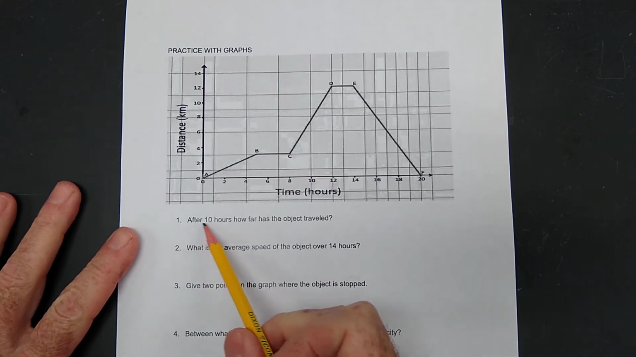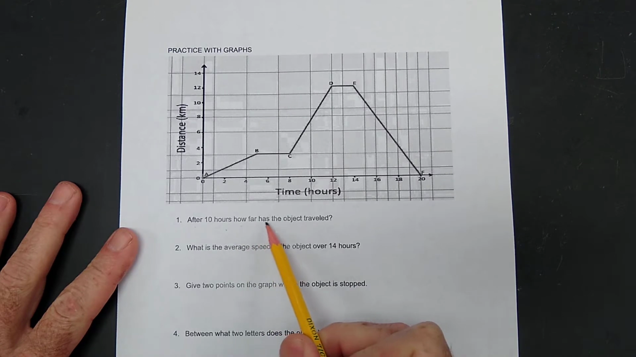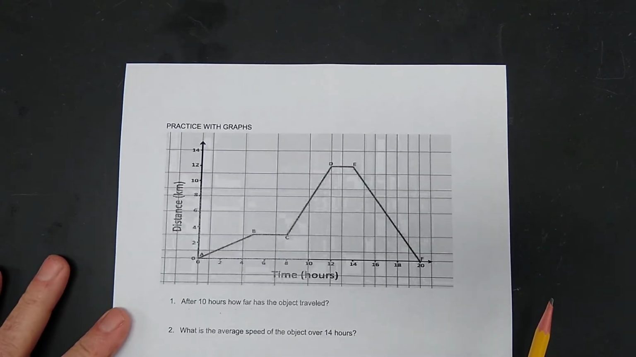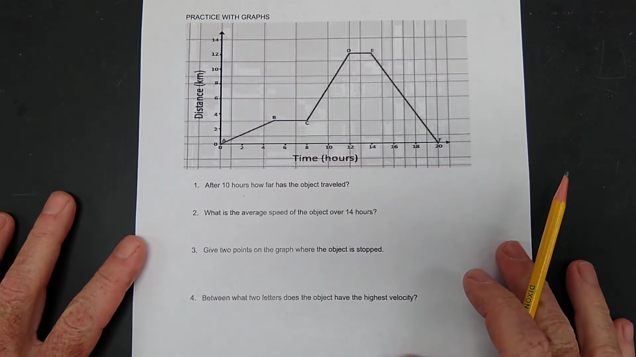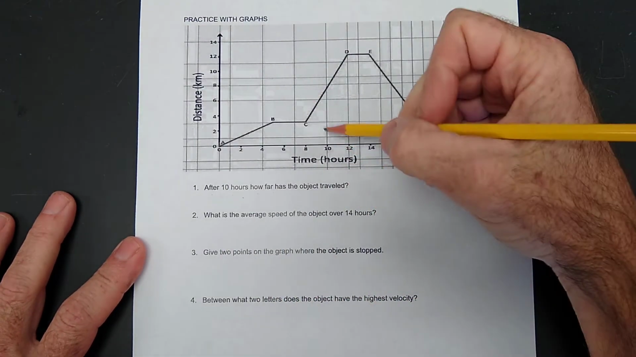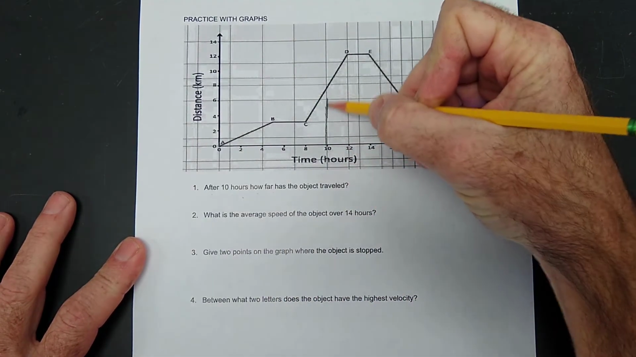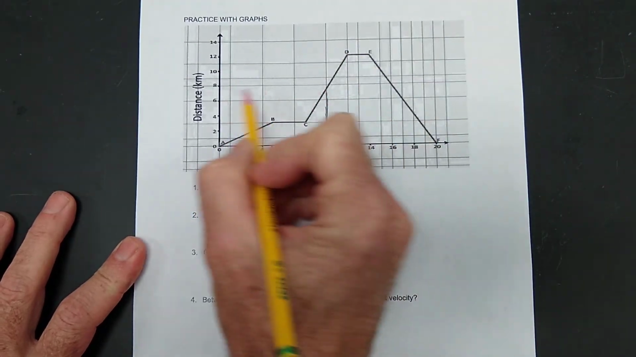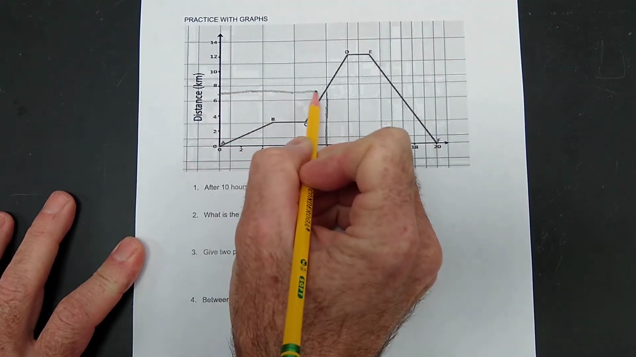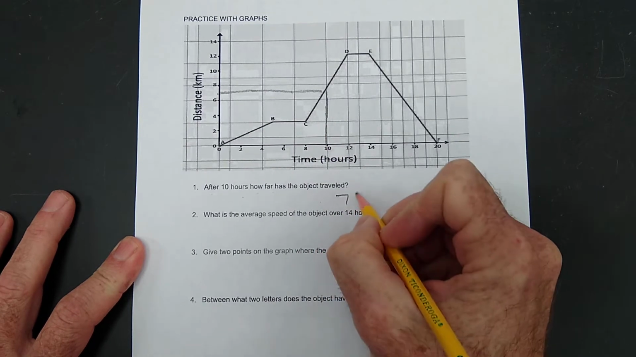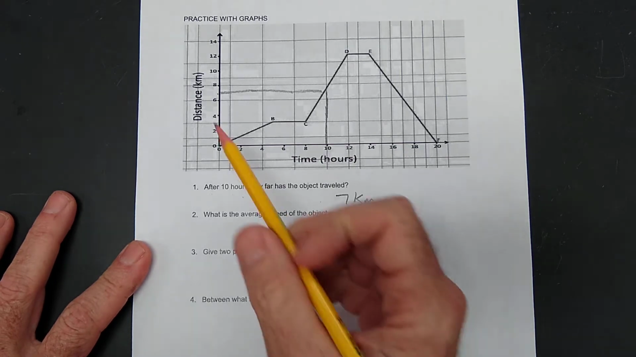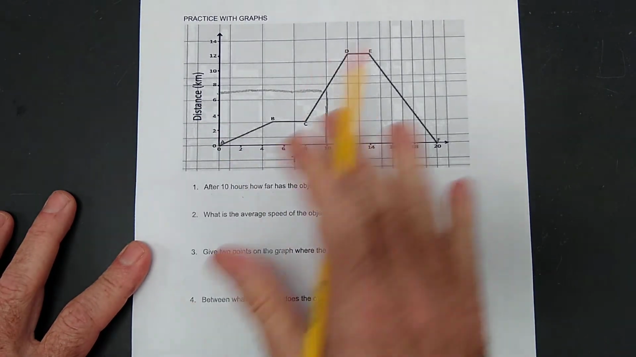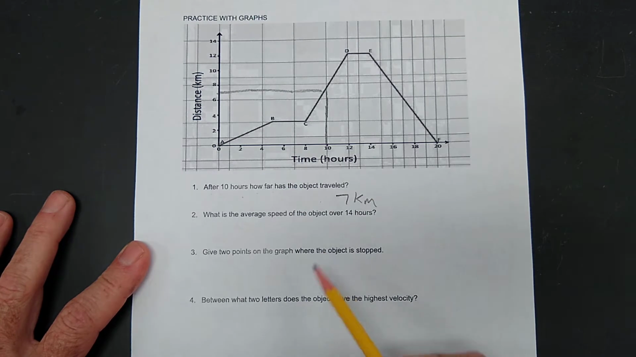After 10 hours, how far has the object traveled? You can pause the video. Okay, let's see what the answer is here. Let's see how to do this. We go to 10 hours, and we see that that distance is right between 8 and 6, 7 kilometers. That's how far it's gone in 10 hours. Because see, this is a distance over time graph. That's the first thing you need to do, is realize the parameters, right?